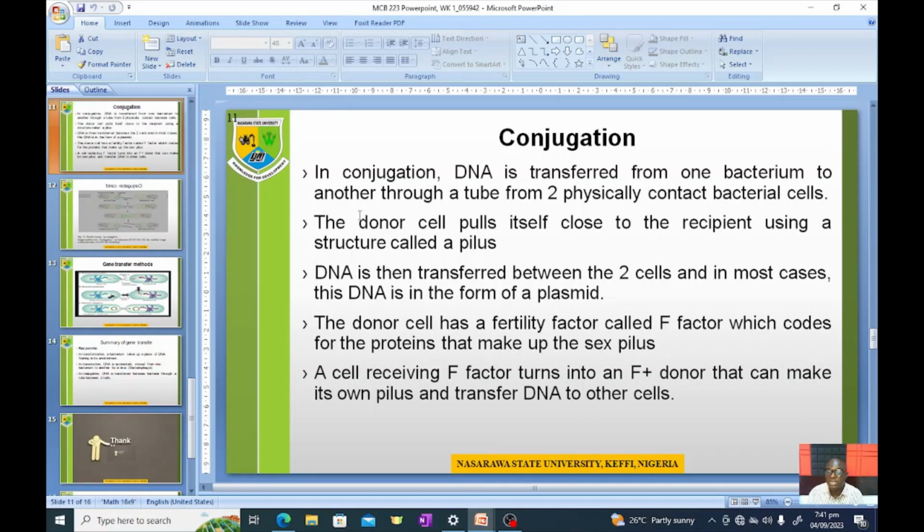Remember that we said earlier that the receiving bacterium is pulled to the one having the fertility factor, the F factor or the sex factor, which forms that tube through which the gene of interest is transferred from the F positive donor into the cell that did not have it initially, and upon receiving, it too now becomes F positive, so that it can also transmit such a factor into other cells.